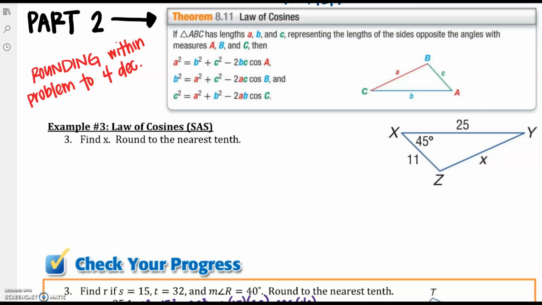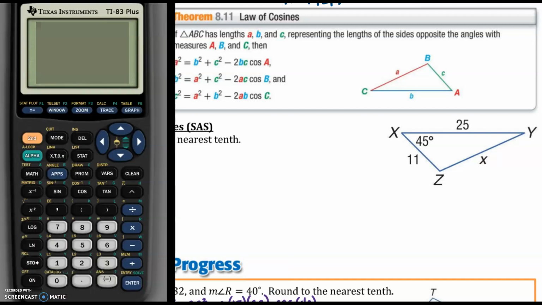All right, welcome back to lesson 8.6. Remember, we are talking about law of sines and law of cosines. Law of sines and cosines can be used when we are not dealing with right triangles. So part 1 was talking about law of sines, and then part 2 is going to be talking about law of cosines. So as you are getting ready to start this video, make sure you have your calculator ready.